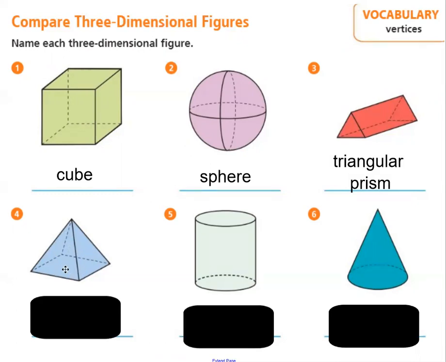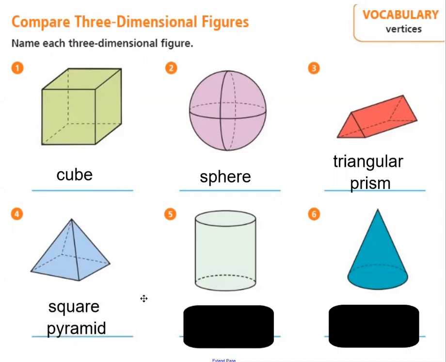So this base is a square, but it's not a square on top like a cube. That would be a cube, a square prism. This has a square on bottom, but it has a point on top. So it's a pyramid. It's a square pyramid.